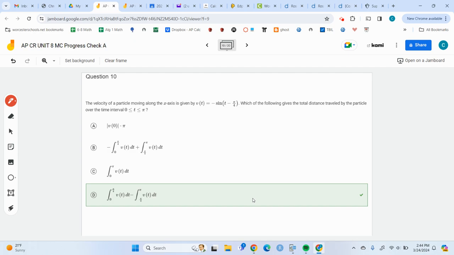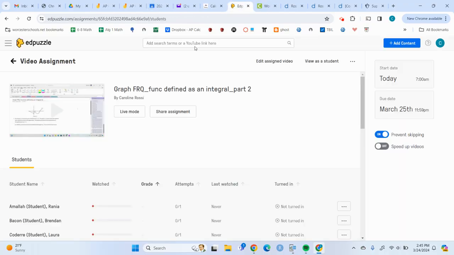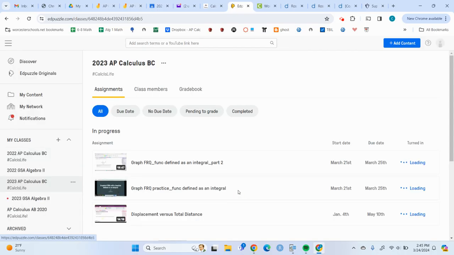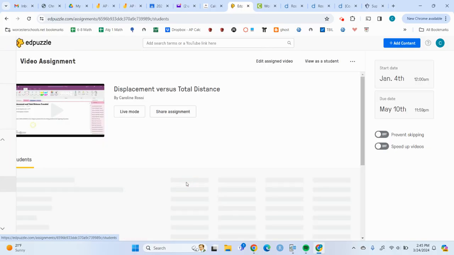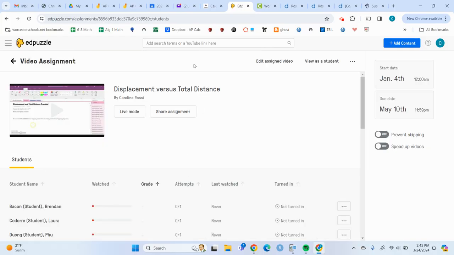This one here, the velocity of a particle is given by this. Which of the following gives the total distance traveled? Okay, so I have to tell you something about this. There's this video that I made optional, which I now know I should never make optional again. Displacement versus total distance. This video was optional to watch.